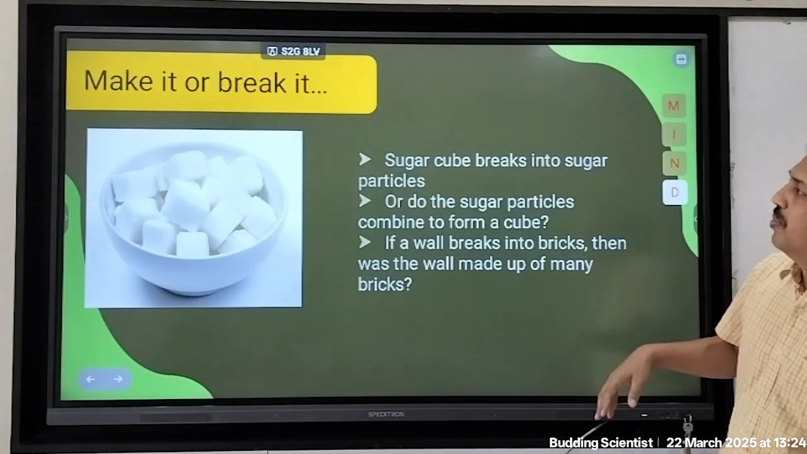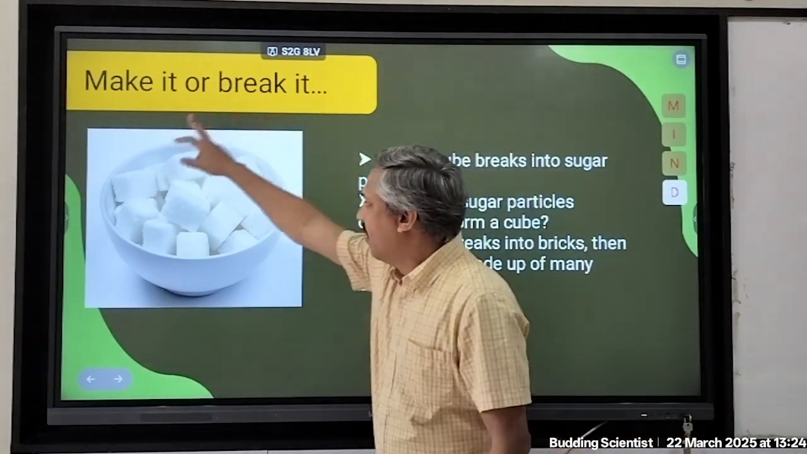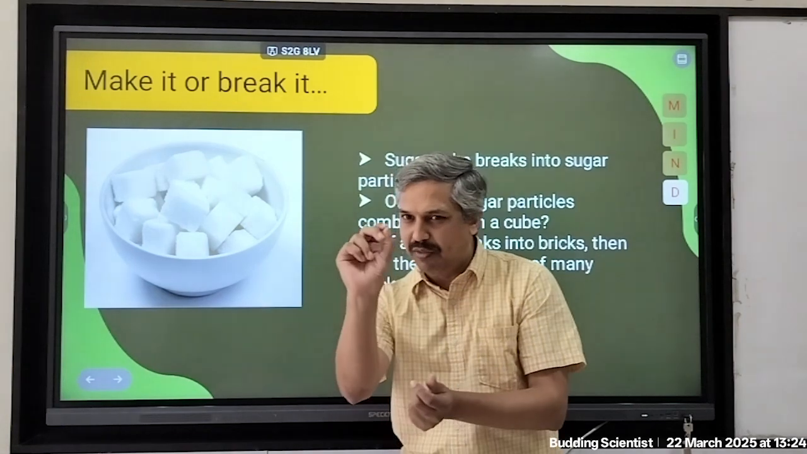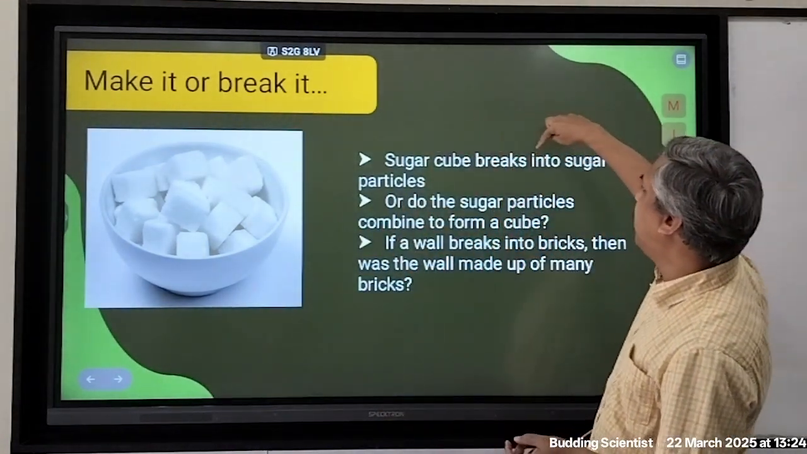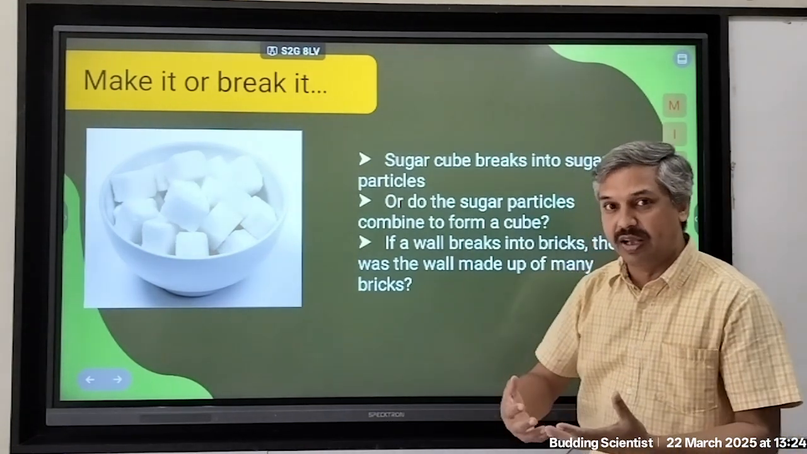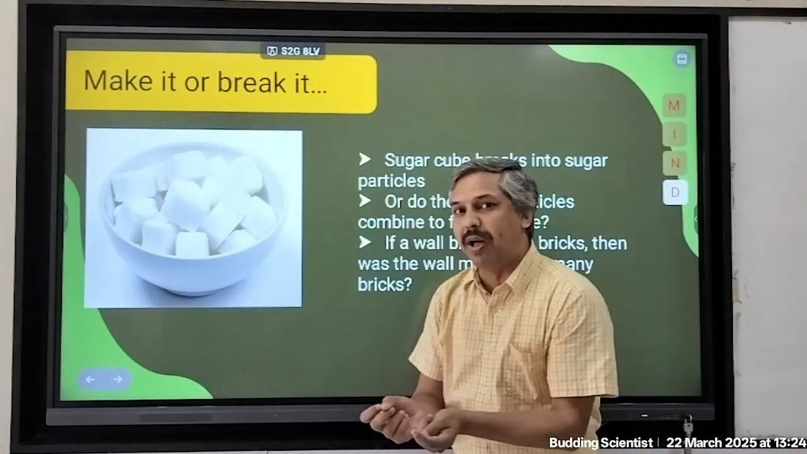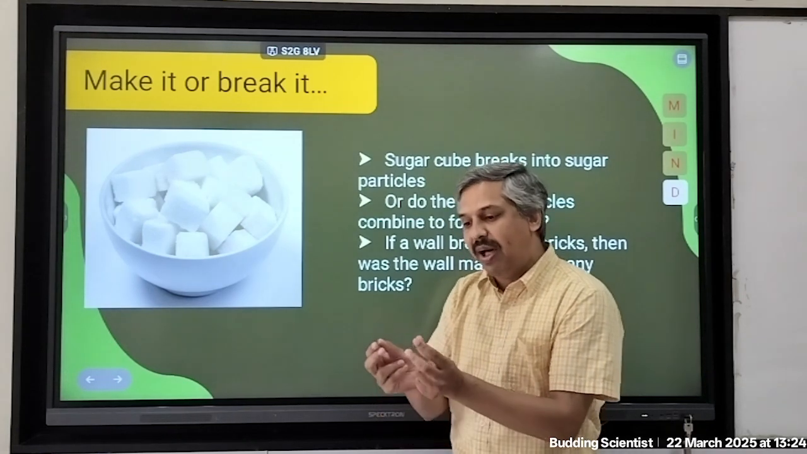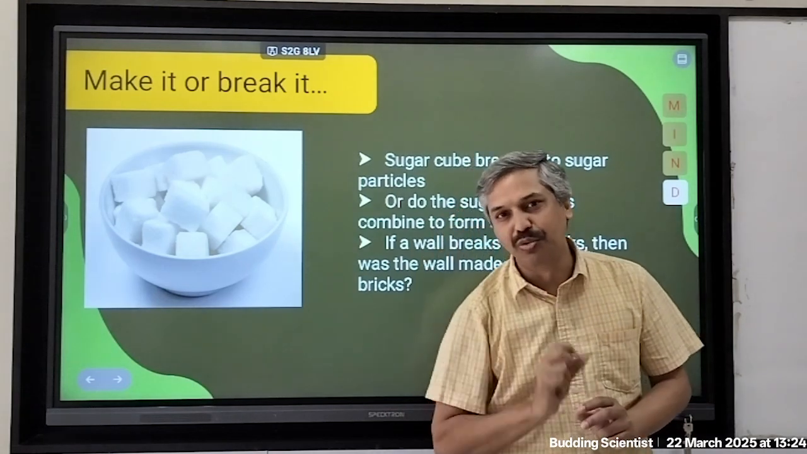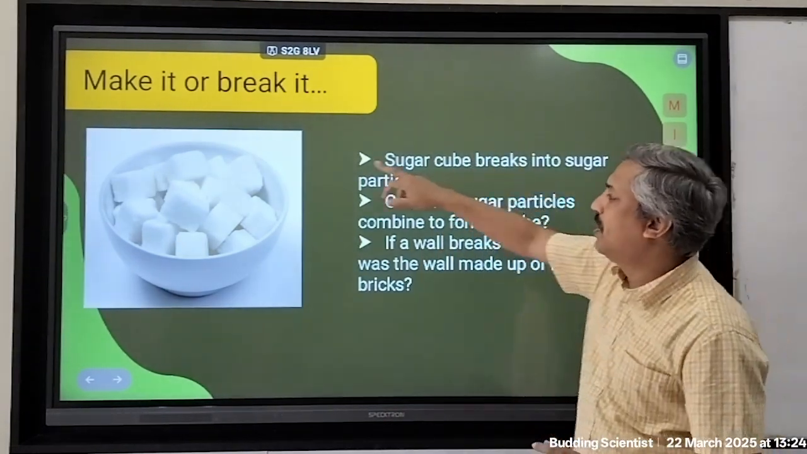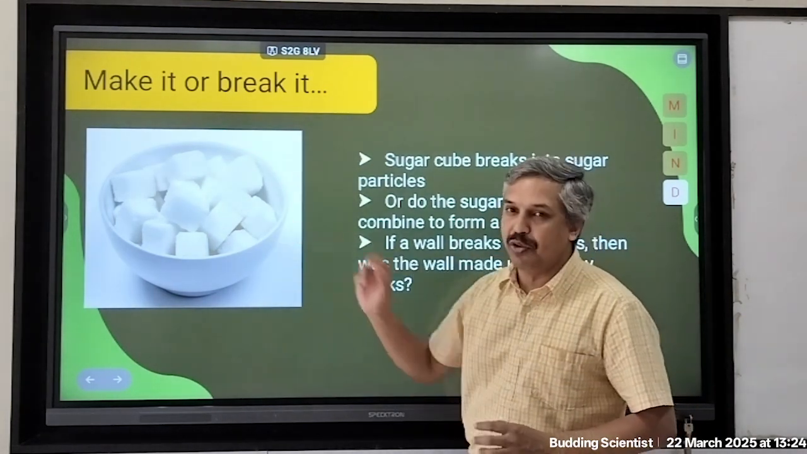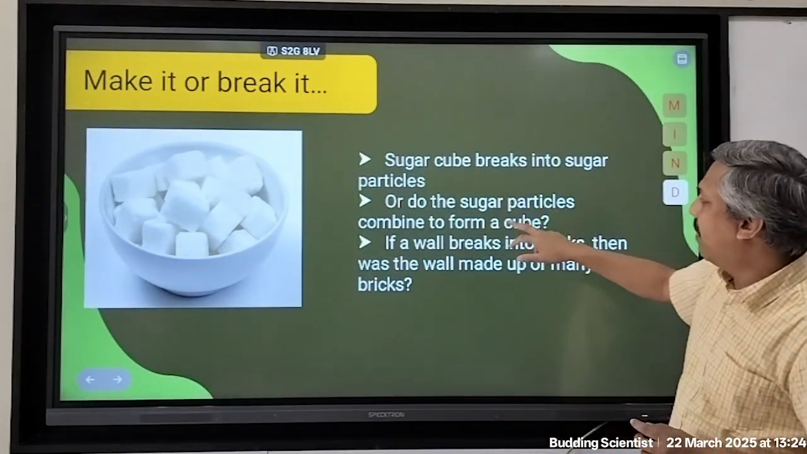What has that sweetness got to do with this? Let's see. If you have a bowl full of sugar cubes, you can break one sugar cube and you will have tinges of sugar. So a sugar cube can be broken into sugar particles. Or we can put it the other way. If a sugar cube can be broken into particles of sugar, then it means that particles of sugar had come together and many particles had formed one sugar cube. So we can say the cube can be broken into particles, or we can say that the particles of sugar came together to form a cube.